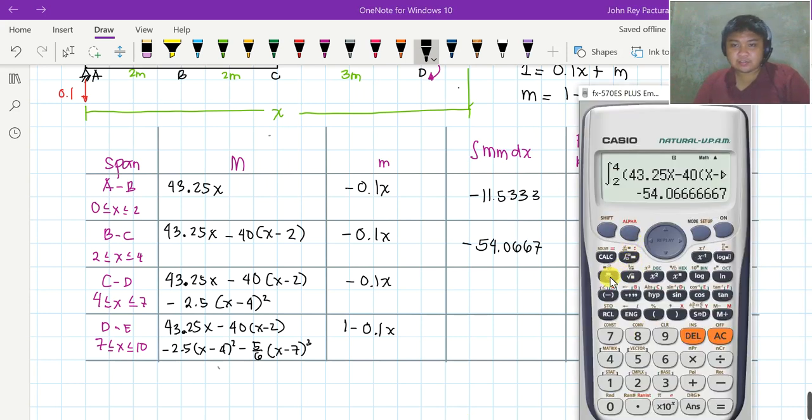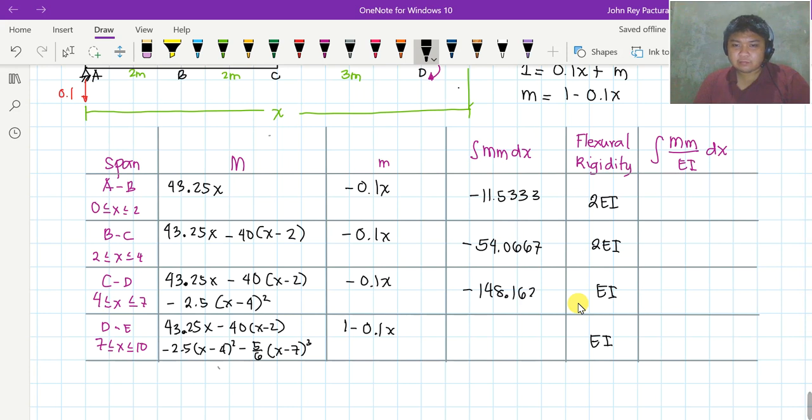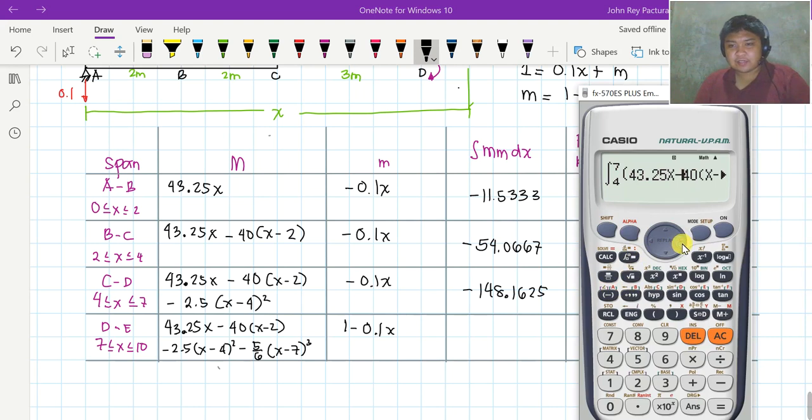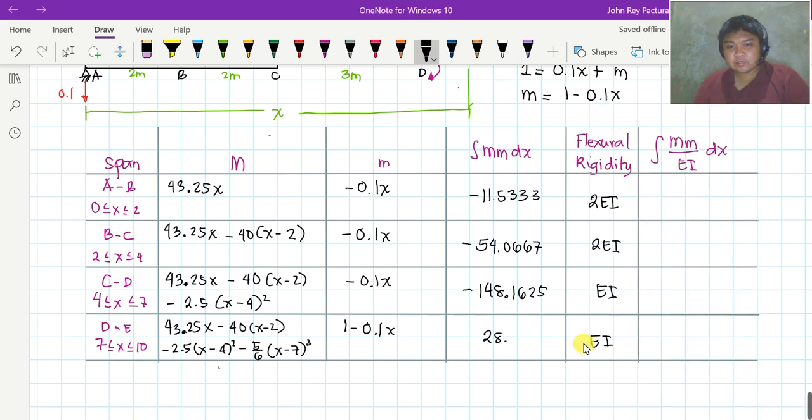So for the third question, dito tayo, baguhin lang natin yung integrand. So, minus 2.5 lang ng x minus 4 na naka-squared. Walang problema dito sa small m. Ang limit mababago from 4 to 7. Okay? So, ang sagot natin ay negative 148.1625. So, sa huling tanong, this time, substitute natin. So, baguhin lang natin tong integrand. Minus 5 over 6 ng x minus 7. Tama ba? X minus 7 na naka-cube. So, dito naman, magiging 1 minus 0.1x siya. So, ang limit na natin dito is from 7 to 10. So, that is equal to 28.125.